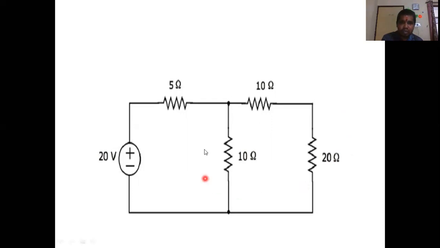So this is your new circuit diagram. We need to determine the current flow in this 20 ohm resistance because of this 20 volt source. Now this is your modified circuit. You can solve this by any method which you have known, right?